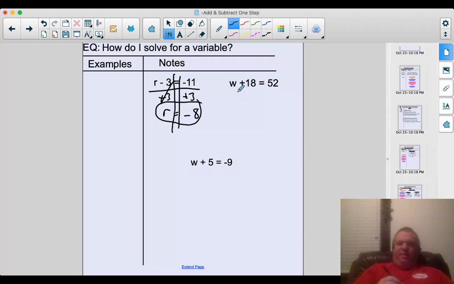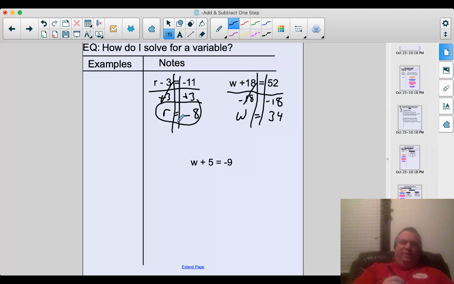Okay. All right, let's try this one. W plus 18 equals 52. Okay, so train tracks. What's happened to my variable is I had 18 added. I'm trying to get this by itself. So I need to get rid of this. I do that by subtracting 18. But I have to do it to both sides. So the 18 and minus 18 cancel. 52 minus 18 is 34. Okay, so 34 plus 18 is 52.